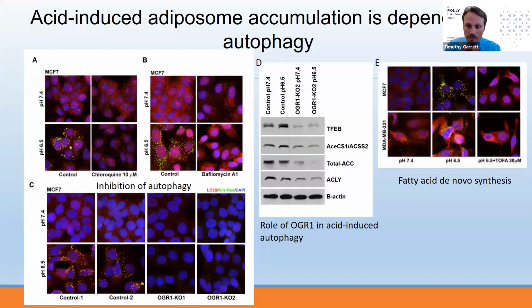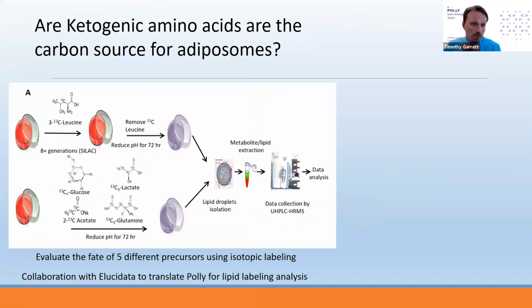With this information, we then wanted to explore the role of small molecules as carbon source for lipid droplets. So we set out to measure key species that would relate and be involved in lipid metabolism. So we evaluated the fate of 5 different precursors using isotopic labeling, primarily carbon 13. And we used leucine, glucose, lactate, acetate, and glutamine.